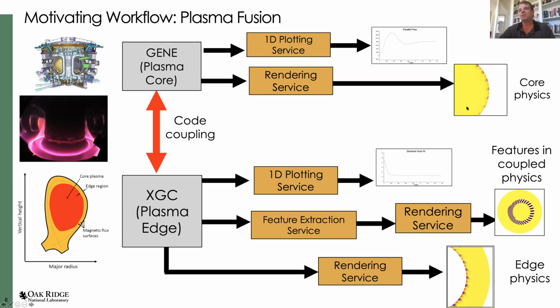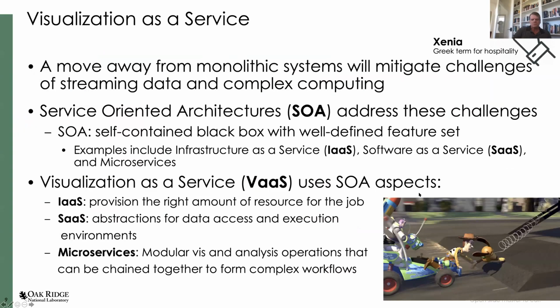They want to see some 2D, some specific images of the core, other analysis quantities about the edge, and then the coupled physics together, showing both the edge and the core all in one. And so this becomes quite complicated. And so what we've been thinking is to move away from this and start looking at service-oriented architectures, or software as a service.